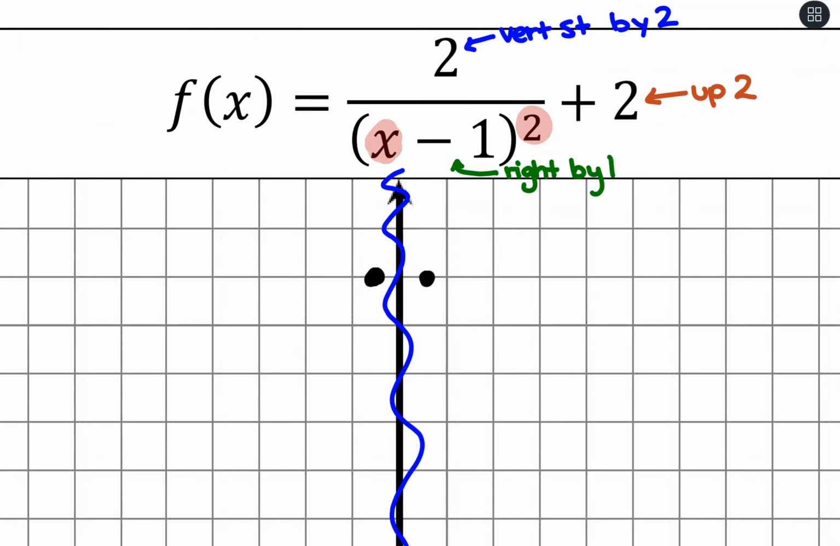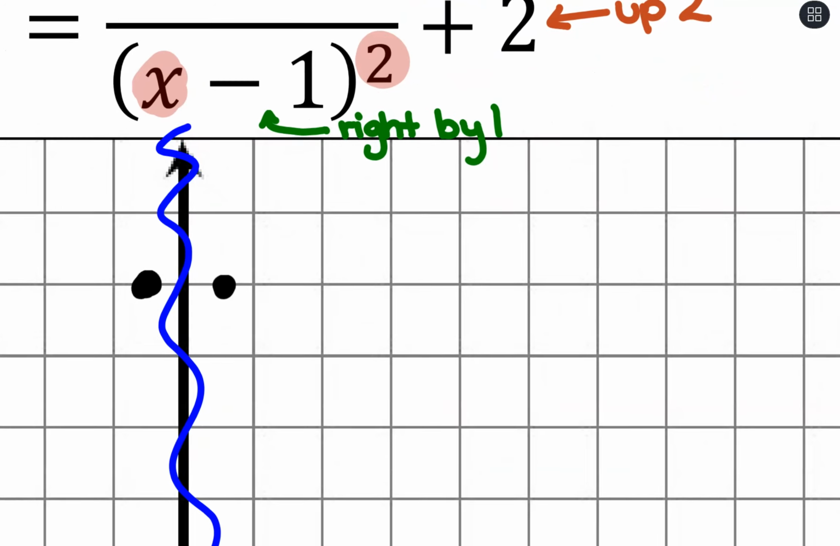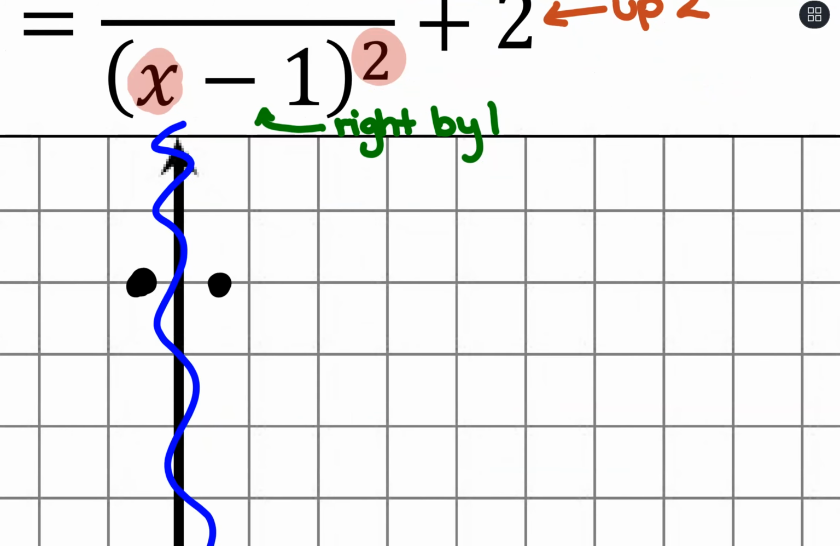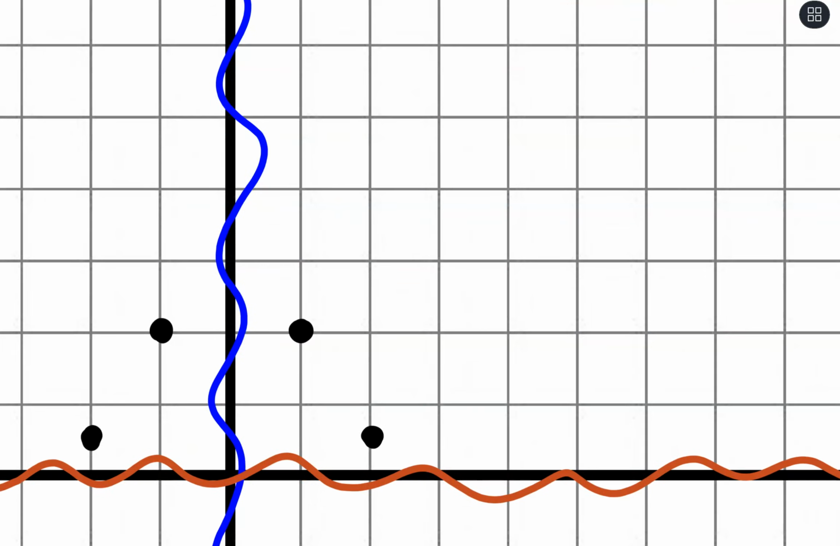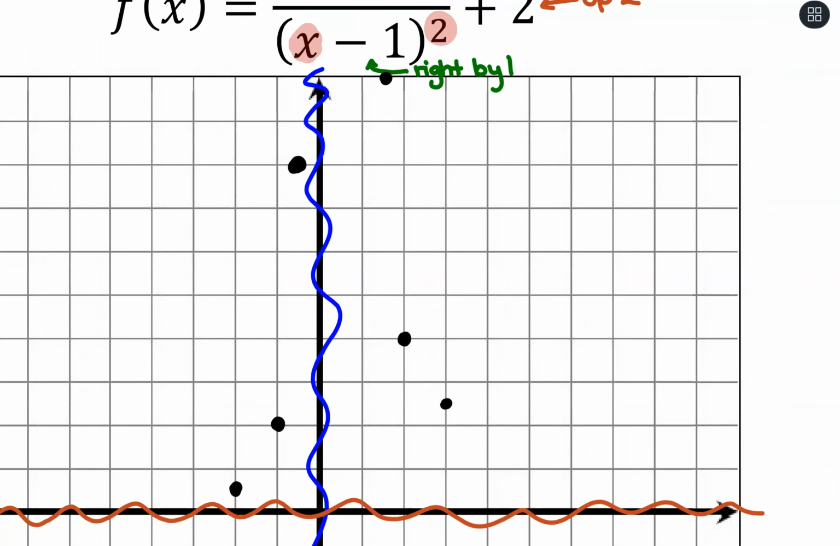Then we're going to move right 1 up 2, and I'm going to go ahead and do that at the same time. So right 1 up 2, right 1 up 2, right 1 up 2. And then same thing with these points.